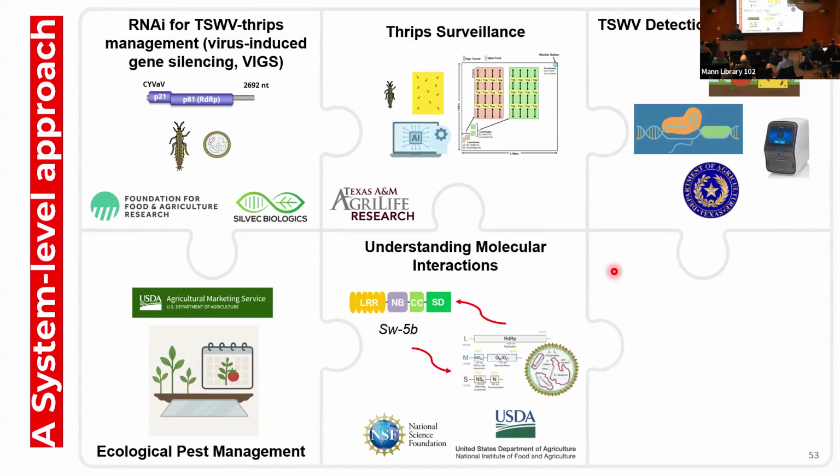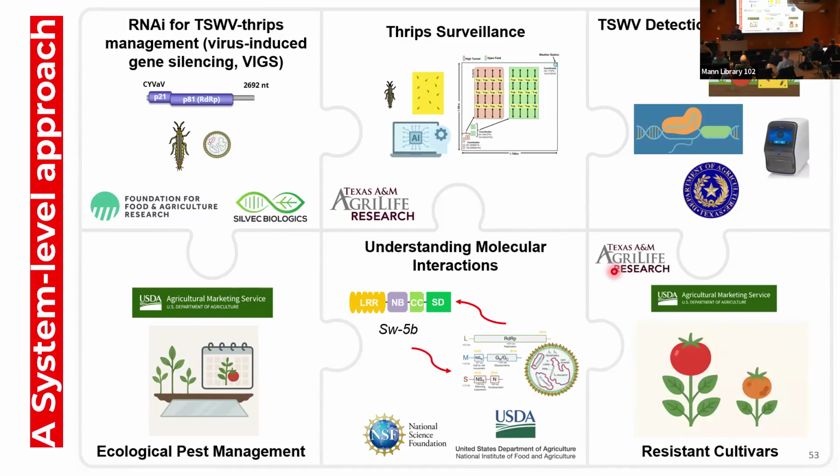understanding molecular interactions between resistant host, virus, and insect vector, and then trying to come up with resistant cultivars that are more sustainable, that are able to withstand the tremendous pressure from tomato spotted wilt virus better. And all of this feeds into a system level approach where prediction is not the endpoint, but it's the connector.